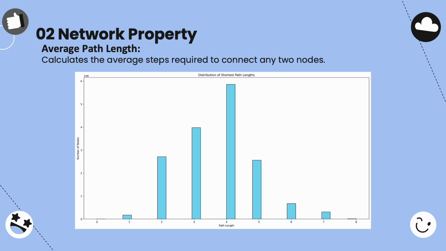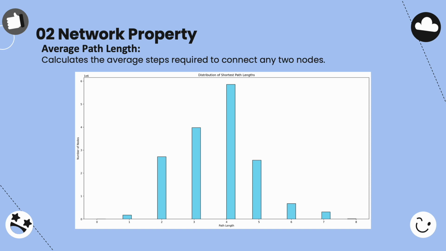The second one is average path length. The most common shortest path lengths are between 2 and 4 steps. The average path length is 3.69. This indicates a small world characteristic of the network, where most nodes can be reached from any other through a small number of steps, despite the network size.